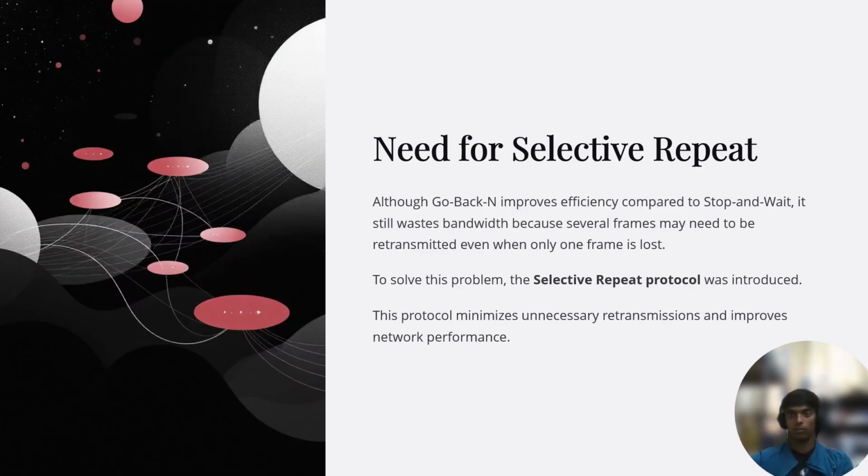So first let us see what is the need for selective repeat. Although go back N improves efficiency compared to stop and wait, it still wastes bandwidth. If one frame is lost, several correctly received frames must be retransmitted. This leads to unnecessary retransmissions and inefficient use of network resources. To overcome this limitation, the selective repeat protocol was introduced. Selective repeat minimizes the retransmissions by sending only the missing frames again.